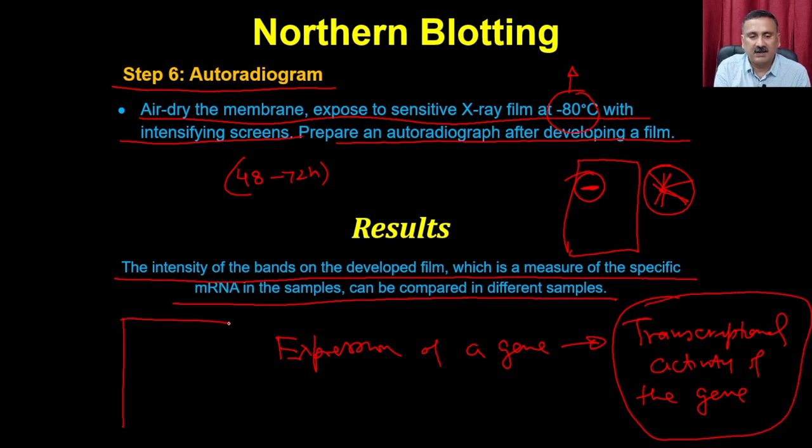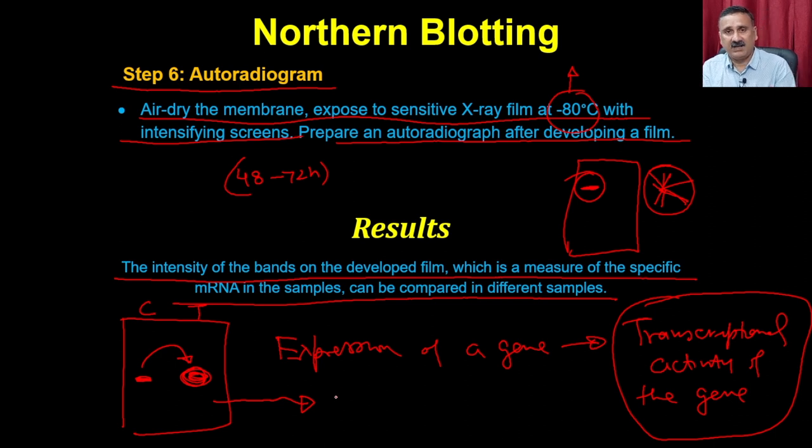If you have two samples, suppose a control sample and a treated sample, and this is the band you get from the control sample and this is the band you get in the treated sample or vice versa, then it tells you there is enhanced production of the messenger RNA of that particular gene under this particular treatment. That indirectly means that it is enhancing the expression of the gene, although you have to verify that with other techniques such as Western blotting, to verify whether the transcriptional activity you observe for that particular gene is also reflected in terms of translation or not.